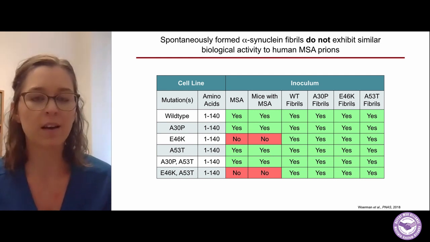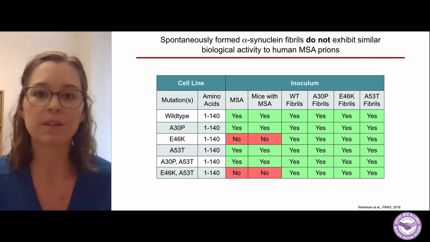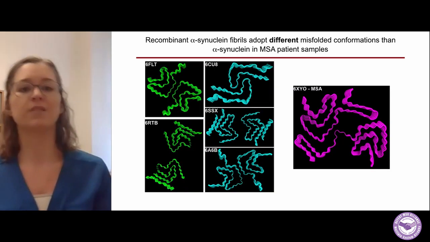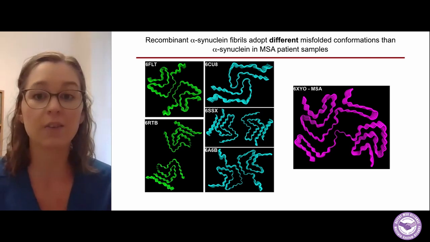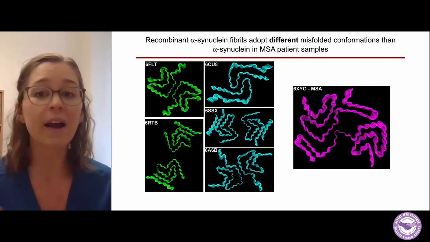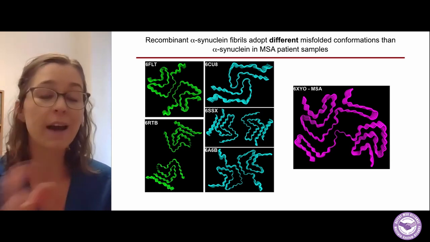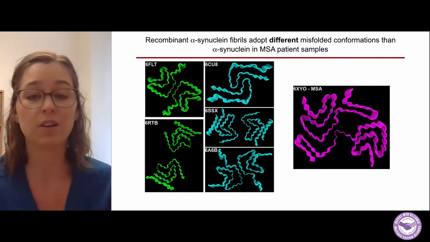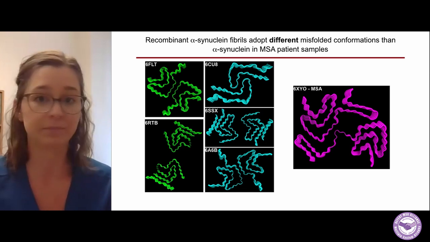So this behavior is not what would be expected when we see MSA, which also doesn't have mutations. And this is likely because recombinant α-synuclein fibrils adopt different misfolded conformations than the α-synuclein in MSA patient samples. So on the left, in the blue and the green, are a variety of conformations that have been reported for the lab-made α-synuclein fibrils. And in the pink is the fibril structure that was reported for the MSA patient sample. And you can see that they are very, very different.